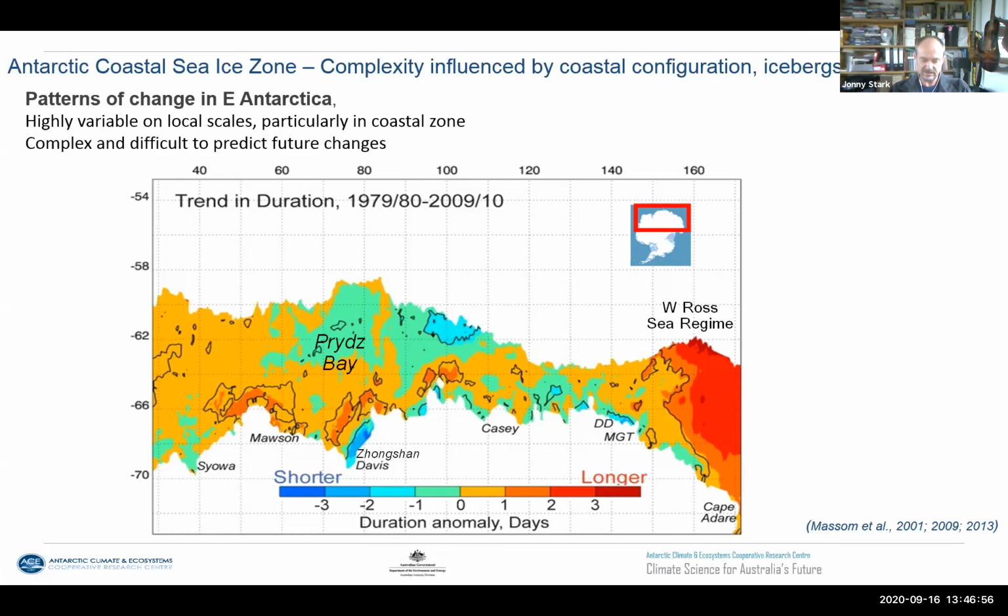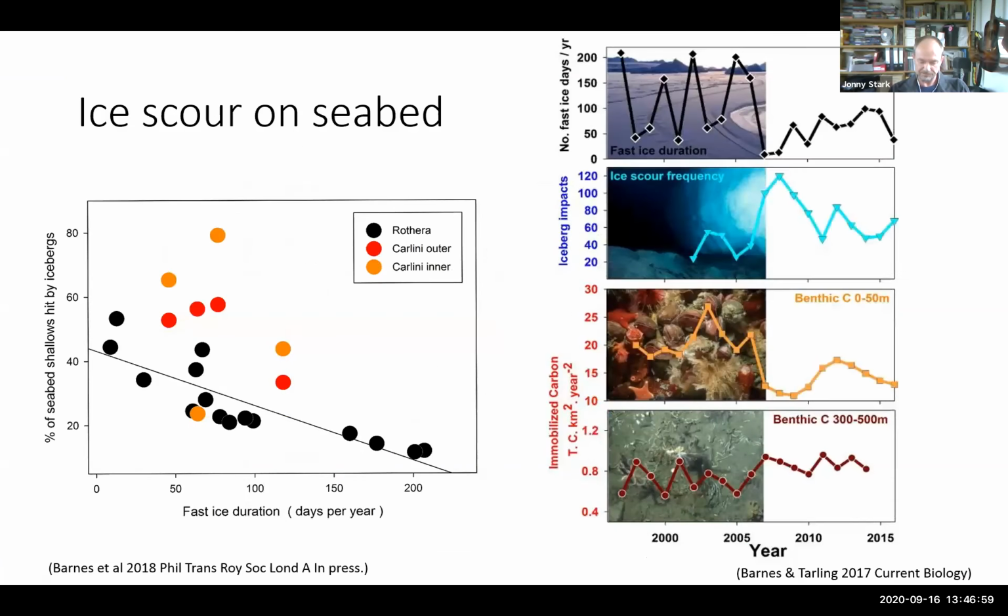But what do changes in sea ice actually mean for coastal ecosystems? Well, one effect is that sea ice moderates ice scour by icebergs. Ice scour is an important process of physical disturbance in benthic ecosystems. This is an example from Rothera that shows what kind of effects that can have. You can see a decline in sea ice duration resulting in more open water, and this top right graph here as well. And this has resulted in an increase in ice scour frequency in shallow water habitats.